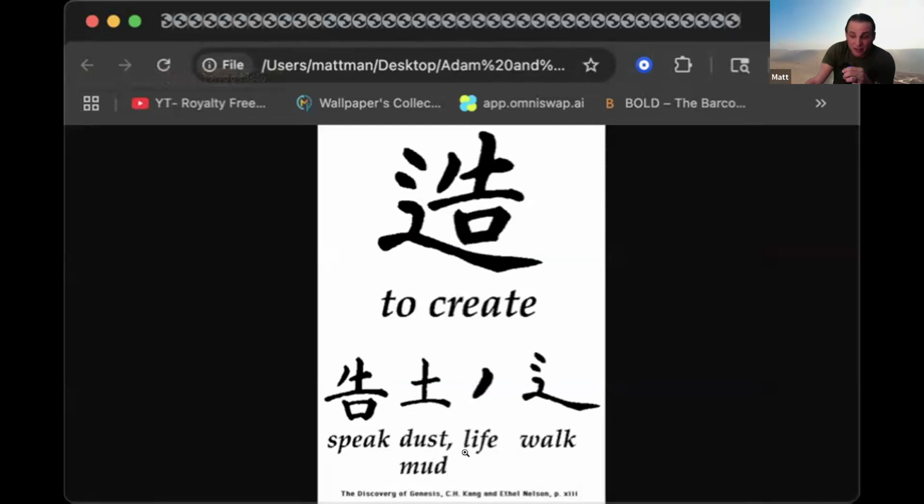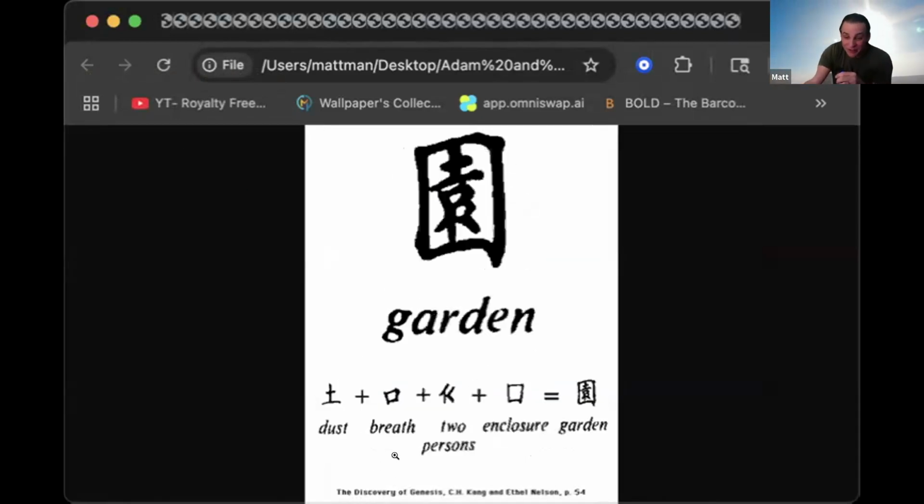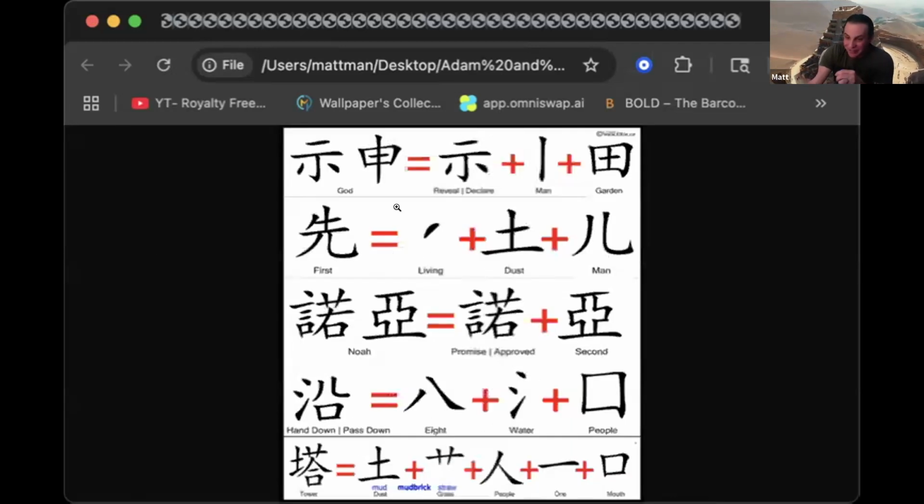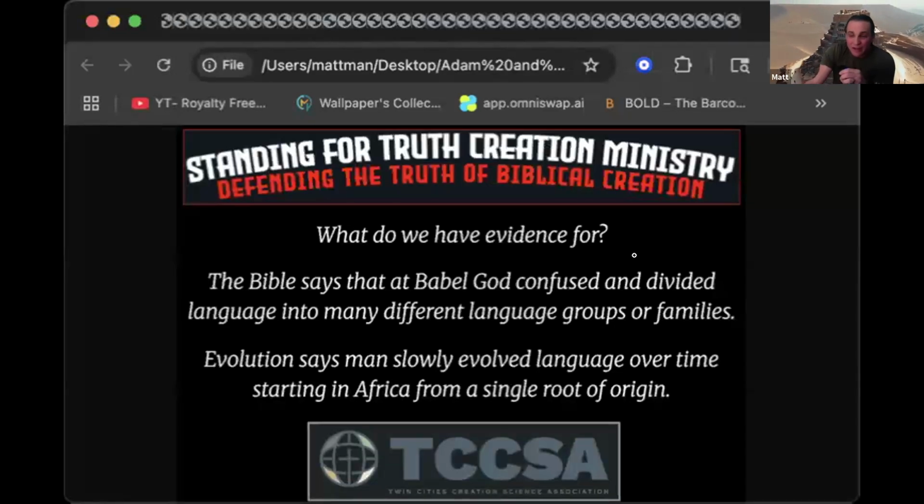It says speak dust, life walking of mud. Sounds like Adam being created from the dust, doesn't it? How about garden? It means dust, breathe, two, enclosure, garden, persons. I'm sorry, two persons, enclosure, garden. The Garden of Eden, written right in their alphabet. Look at this. Temper, man, secret man, garden, alive, devil. Devil, trees, cover, temper. Oh my gosh, it's everywhere. We can see it. Isn't that fascinating? So again, what do we have the evidence for?